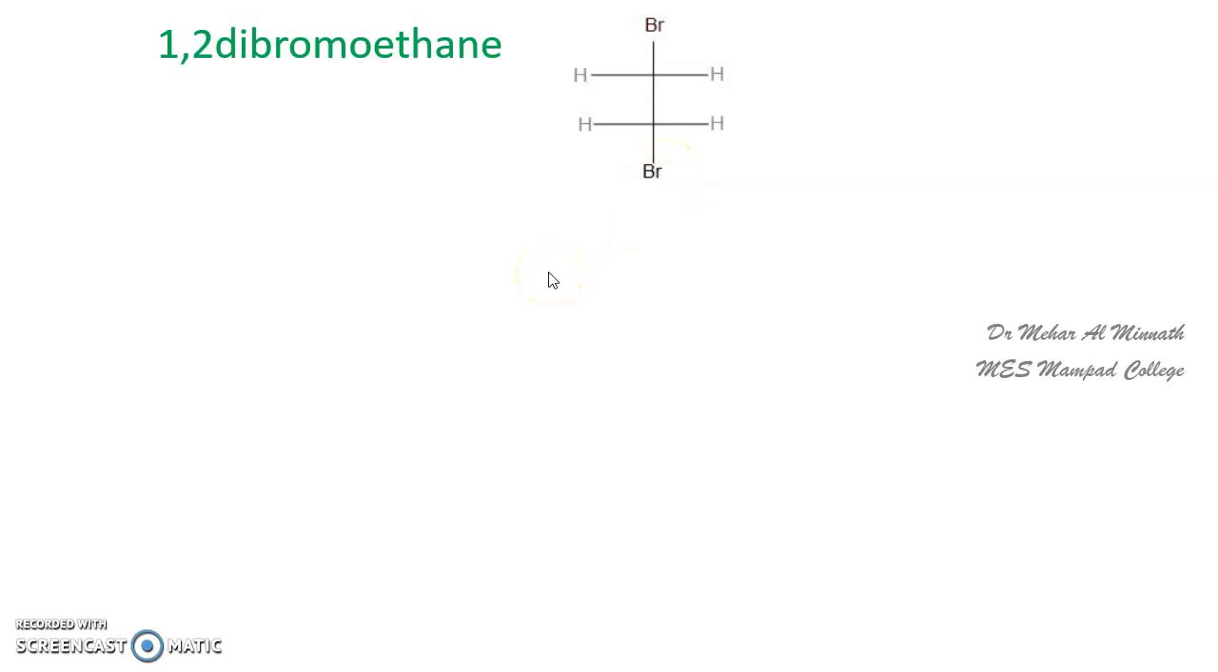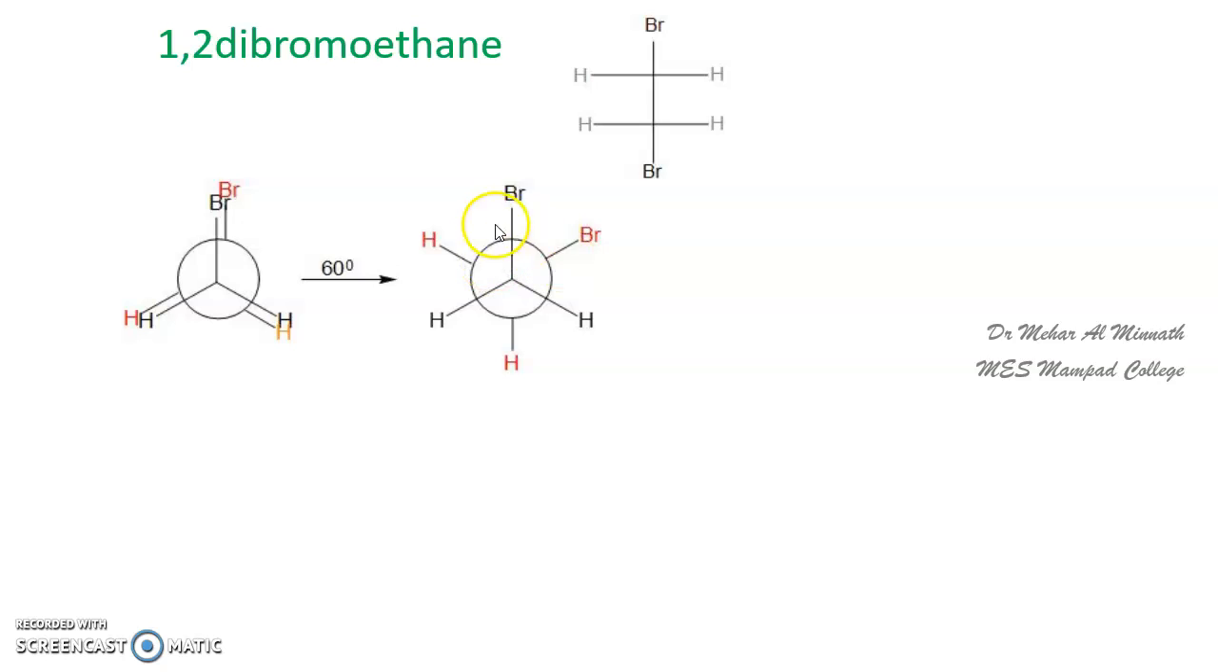Now let us look at the various conformations for this compound. This is the Newman projection of the fully eclipsed 1,2-dibromoethane, or what we call the syn conformation. On 60-degree rotation, we shall rotate the carbon at the back. The dihedral angle between the bromine and bromine will be 60 degree. This is sort of a staggered conformation, but we call this the gauche conformation because the angle between the two bulky groups is 60 degree.